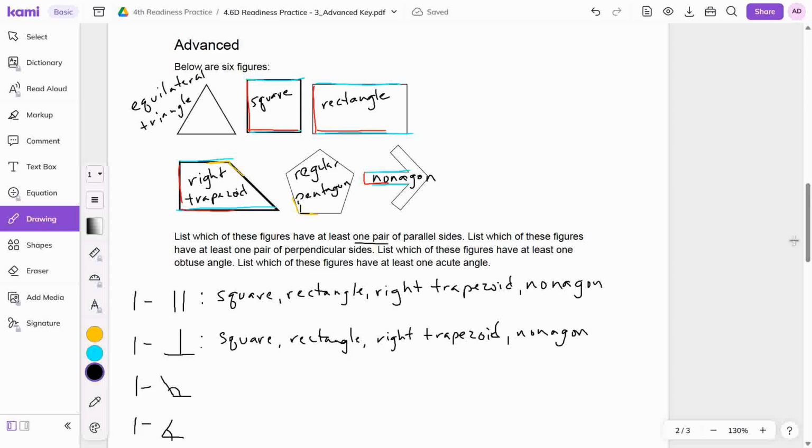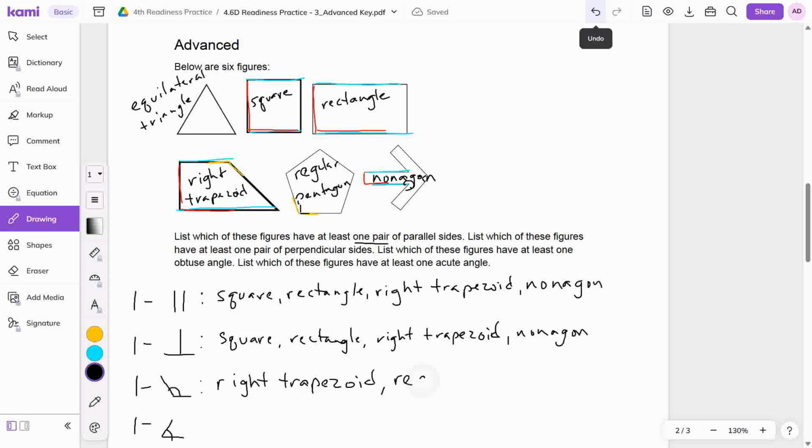And then it's hard to say on this angle right here inside the nonagon, but that looks like it's going to be a right angle. So it looks like this is just a series of right angles. Now we do have this large angle that is greater than 180 degrees. We're not going to count that because it needs to be between 90 degrees and 180 degrees, a straight line. So no for the nonagon. So we are just going to have two. Right trapezoid, and then our regular pentagon.